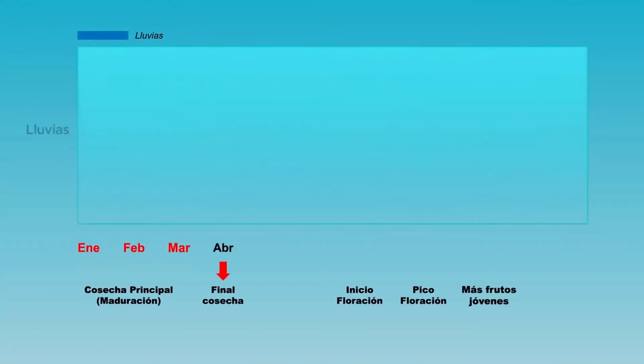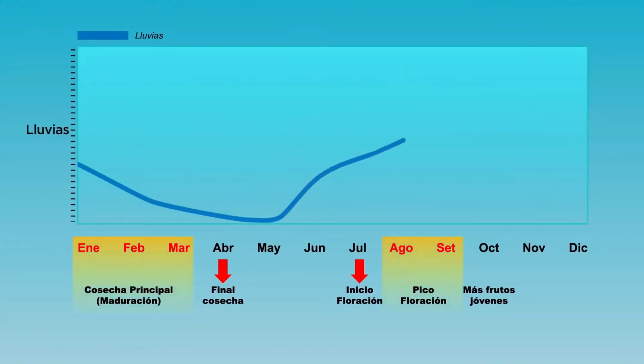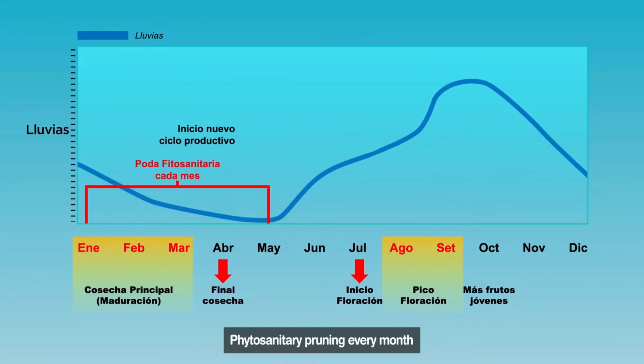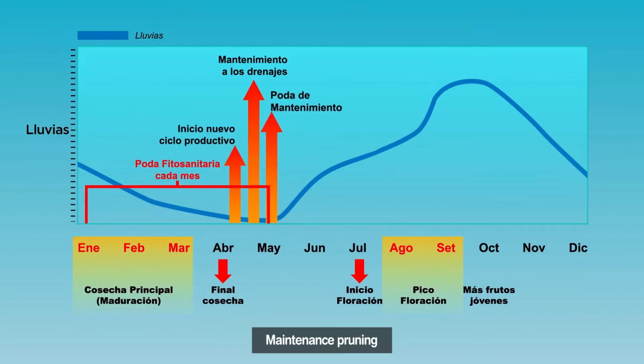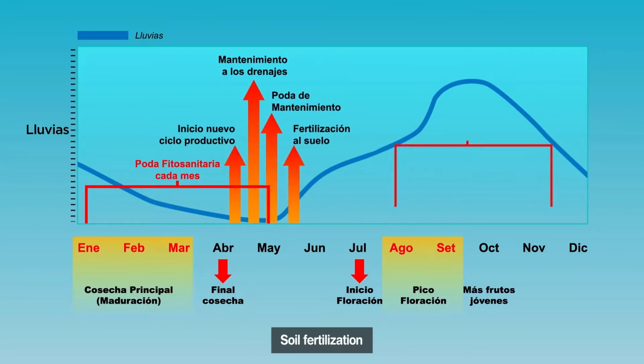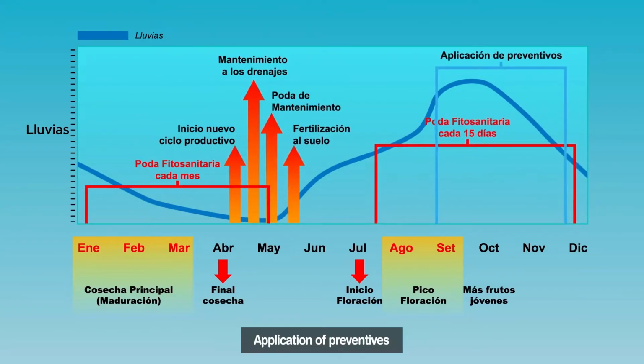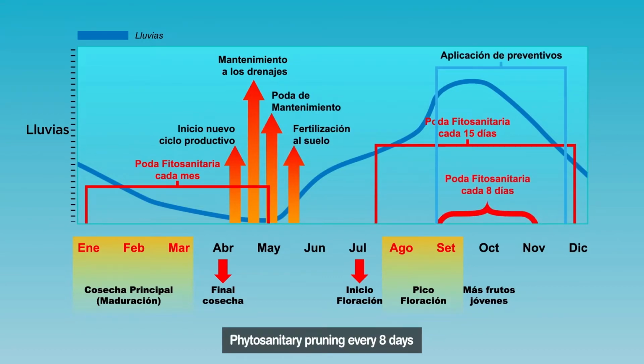If we unify all the tasks included in our annual IPM plan, it will look like this. This would be our vision guide to plan the tasks and not leave out any action. In addition, we will have a better outlook in case we need to make any changes to our plan.